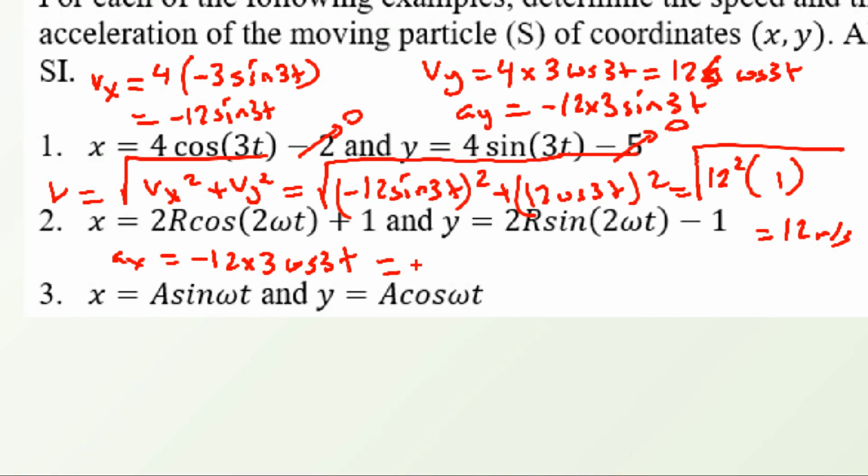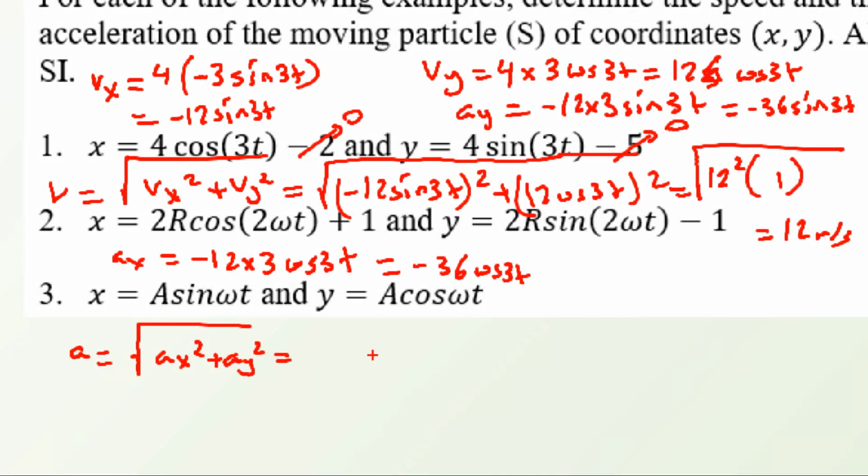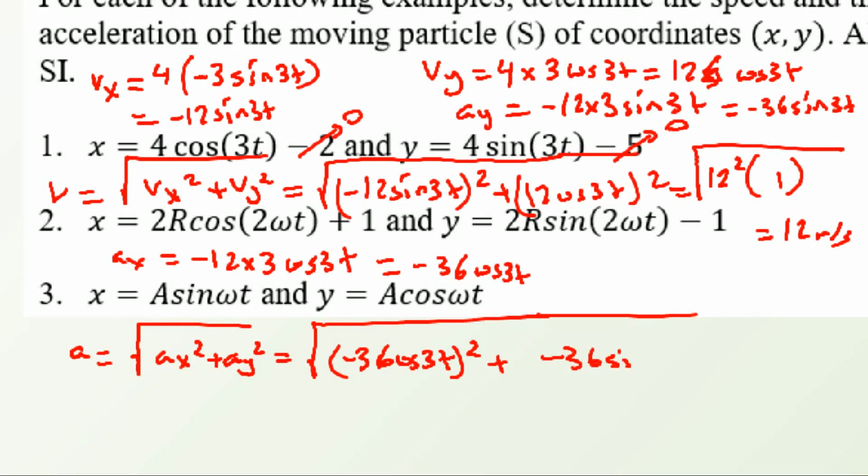That would be negative 36 cosine 3t, and that would be negative 36 sine 3t. Now the acceleration would be ax and ay combined using the Pythagorean sum. So a would be the radical of ax squared plus ay squared, which is the radical of negative 36 cosine 3t to the power of 2 plus negative 36 sine 3t to the power of 2. Now the even powers cancel the negative sign.